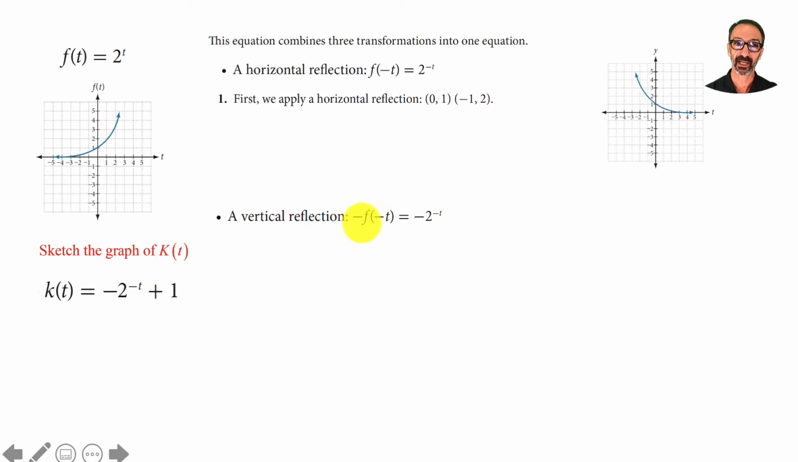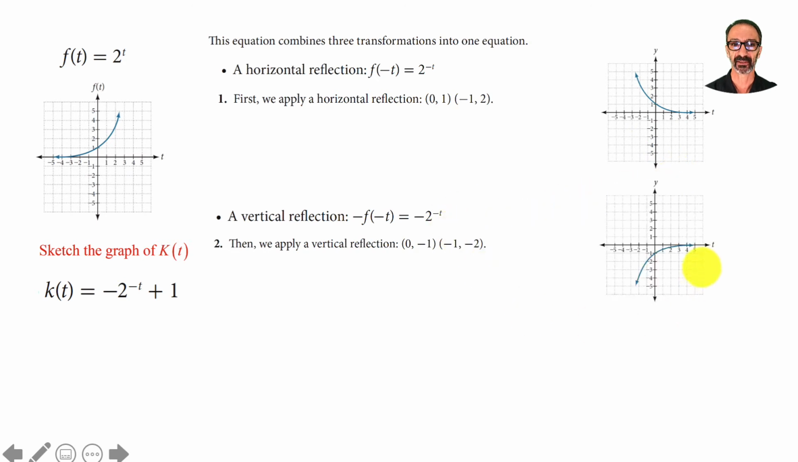Then the minus outside. We took care of this negative, now we're going to take care of this minus outside. That's going to be a reflection about the x-axis. It's called a vertical reflection. So reflect this about the x-axis. I get the following.